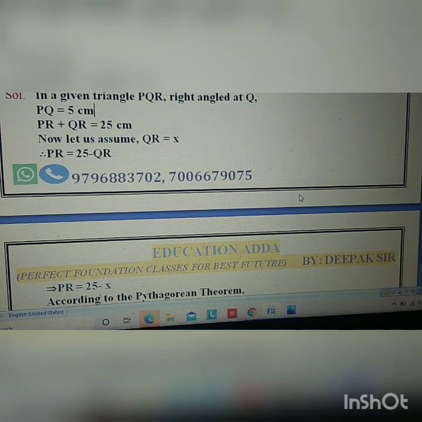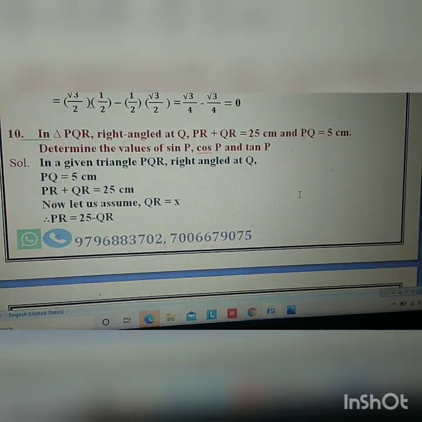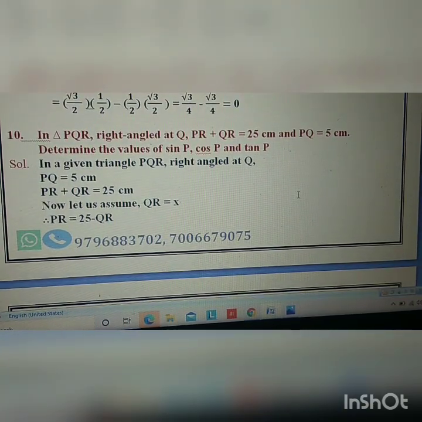Question number 10. In question number 10, we are given a right triangle PQR, right angle at Q, in which PR plus QR is equal to 25 centimeter and PQ is equal to 5 centimeter. So we have to determine the values of sin P, cos P, tan P. In the given triangle PQR, right angle at Q, we are given PQ is equal to 5, PR plus QR is equal to 25.